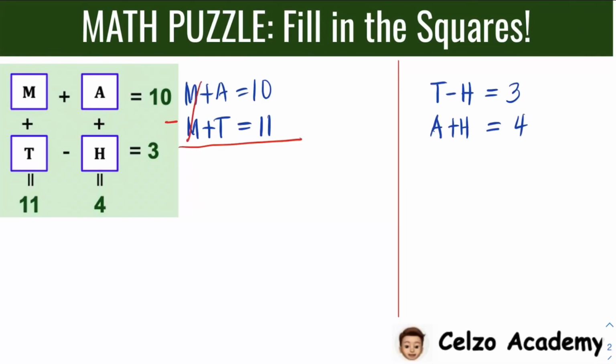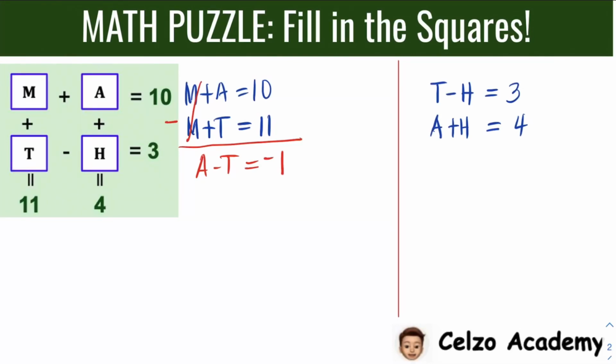M minus m is 0. A minus t, we write it as a minus t, is equal to 10 minus 11, we have a negative 1. So a minus t equals negative 1 is the new resulting equation.